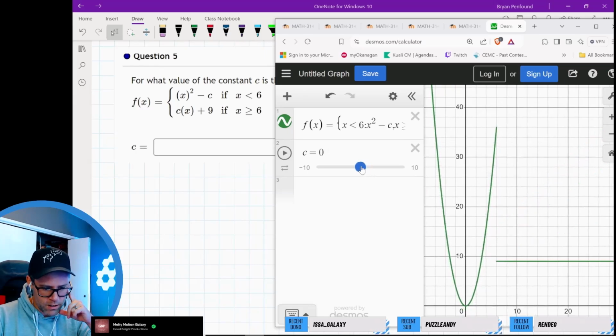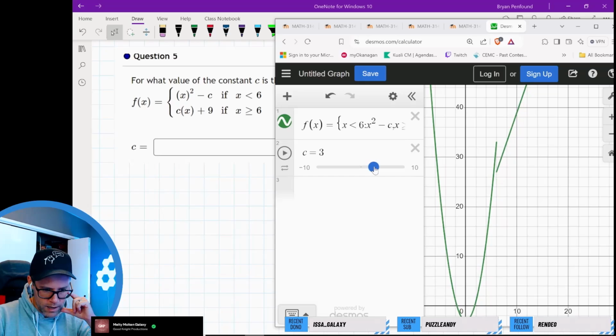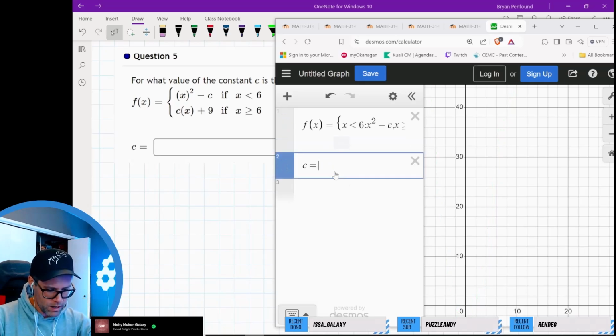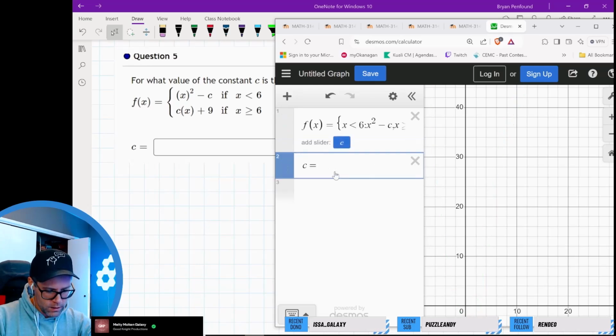But I should be able to adjust different values. Oh, interesting. So I can adjust the values of C. And what we're trying to do is we're trying to get these pieces to kind of line up and kind of clip together like right around there somewhere. Somewhere in here. So somewhere in the like C equals 4 neighborhood, maybe? No, 4 is too big, 3.5. That's too small.